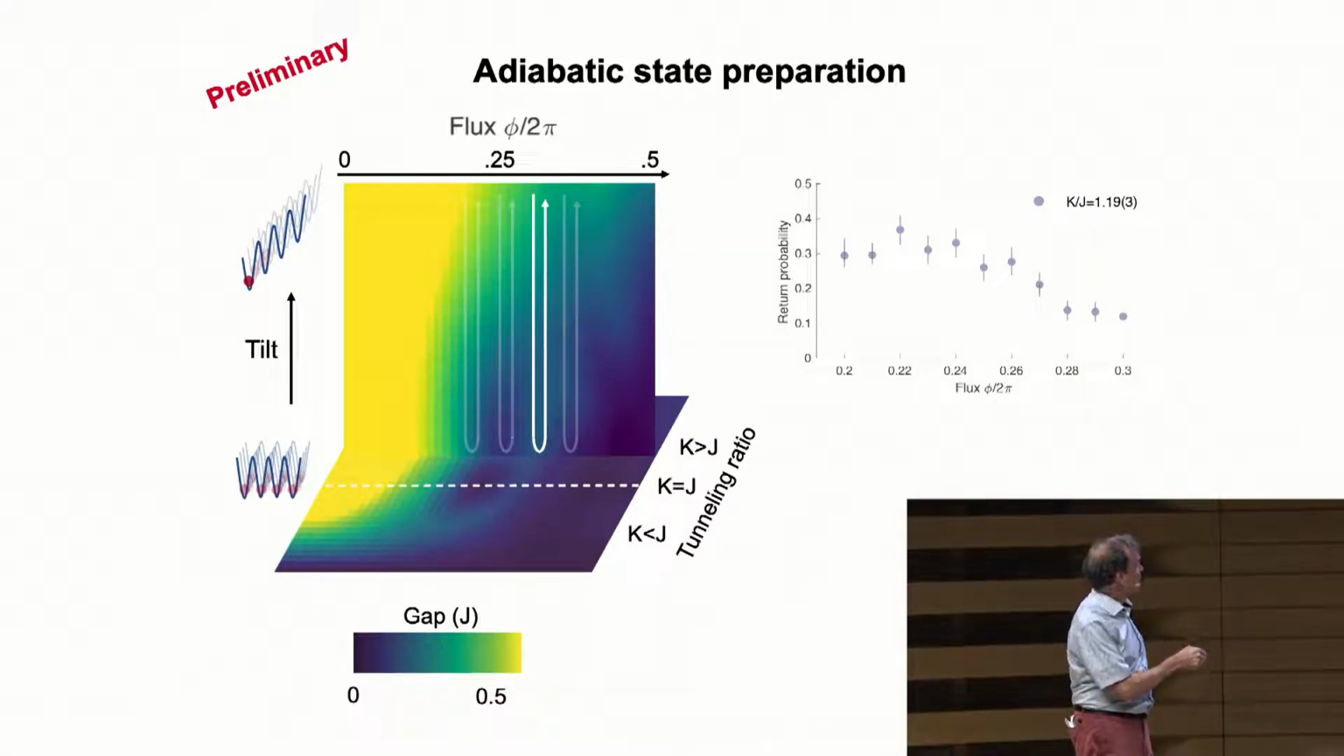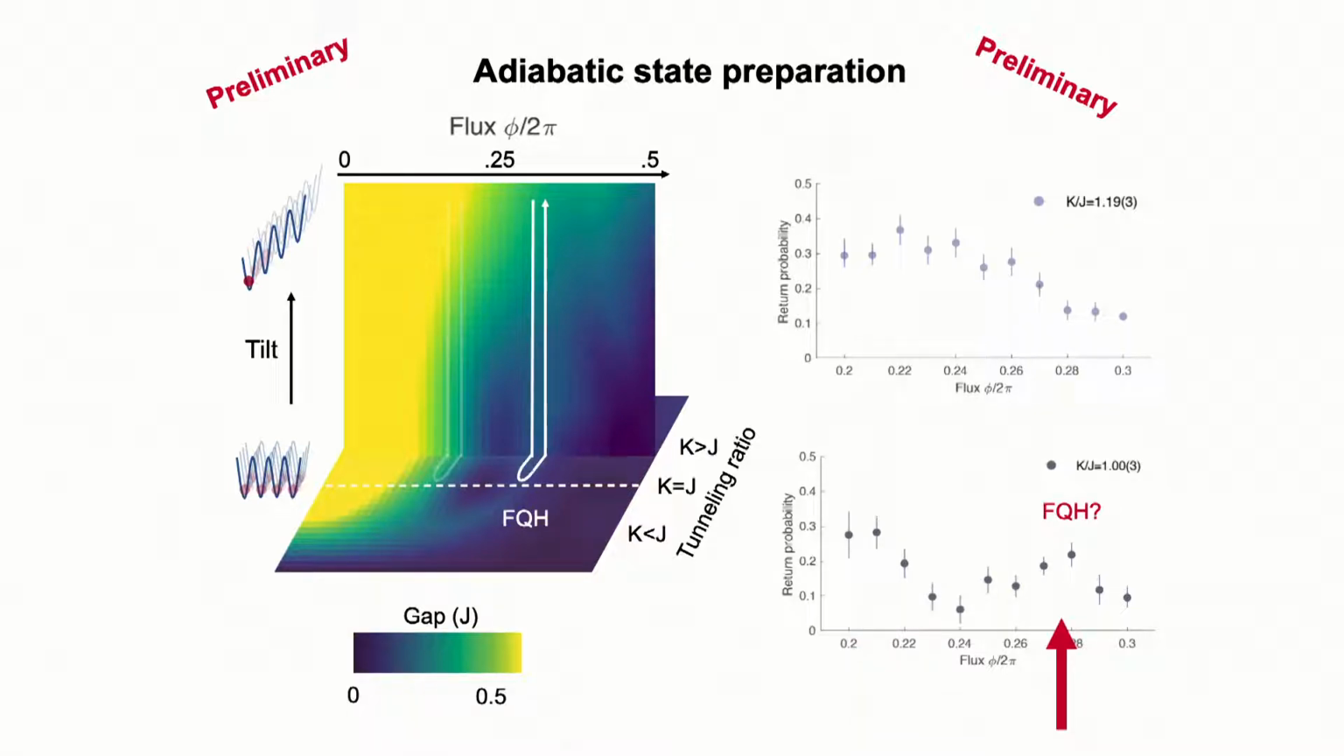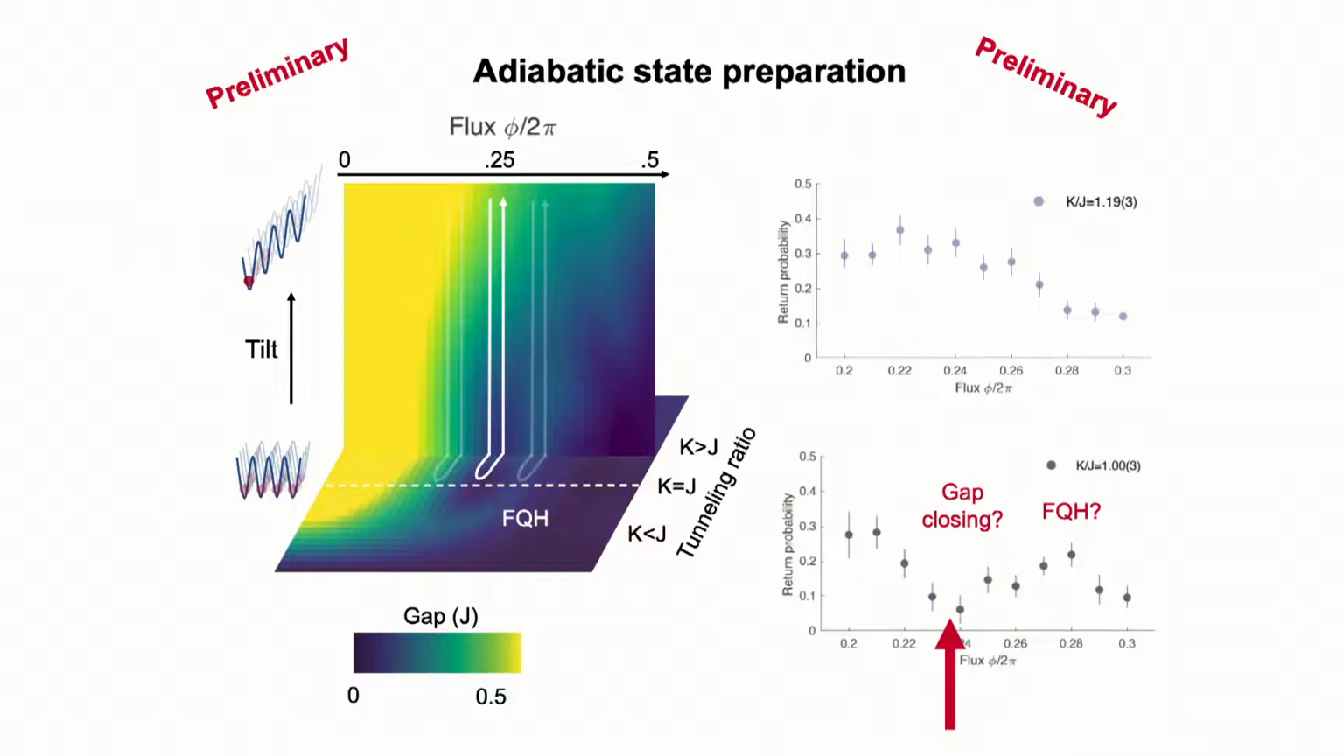So we have first tried to release the ramp this way here, and we get pretty decent return fidelity everywhere here. But if you now try to go down and over to equal tunneling in X and Y, then we see that we can indeed do this with decent return fidelity in the normal state. We can also do it with decent fidelity in the place where we expect the fractional quantum Hall state. But in between, where we expect the gap closing, in fact, we see that the return probability vanishes. And so this strongly suggests that we really are able here to prepare the fractional quantum Hall state of 2 particles.